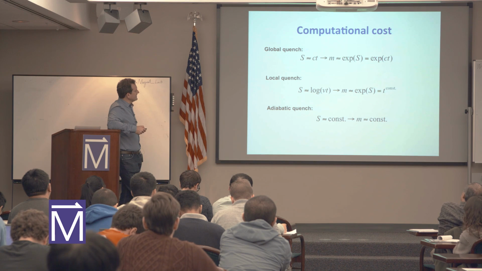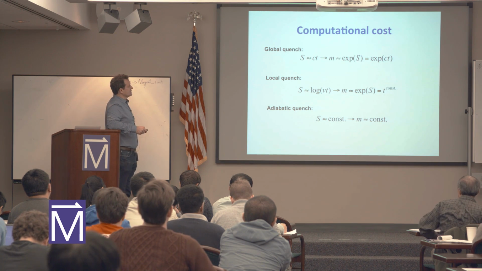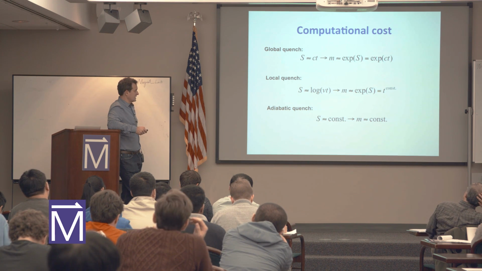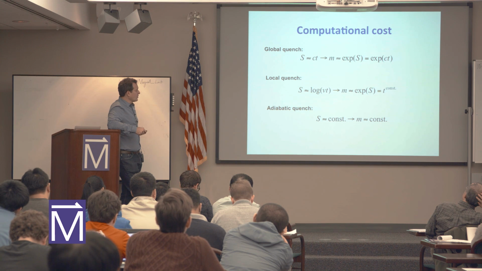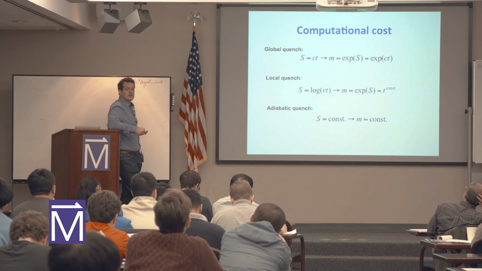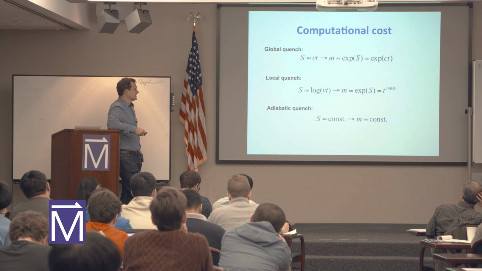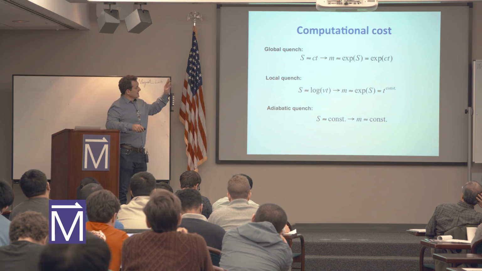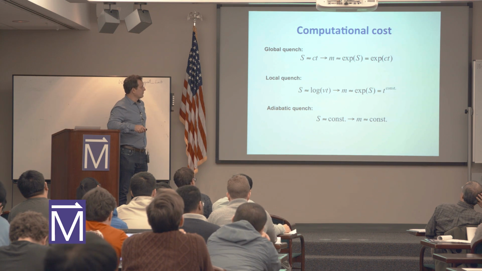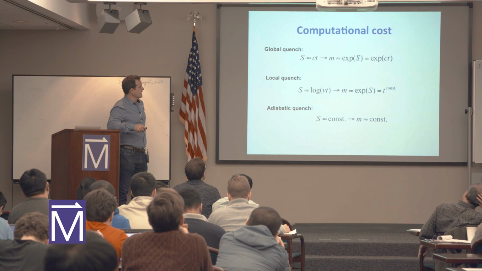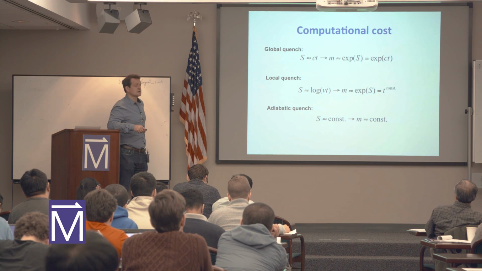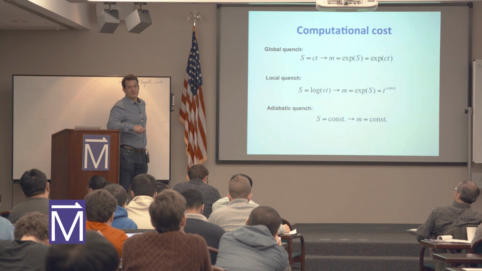So long story short, a global quench will give you behavior of the entropy that grows in time as an exponential. A local quench will eventually give you something that grows linearly with time. And an adiabatic quench, as I told you, you always remain close to the ground state, so you don't have to worry too much. So again, all boils down to what kind of perturbation you're going to apply. And you can, in advance, estimate the computational cost of your simulation. That's why we all prefer local quenches, right?